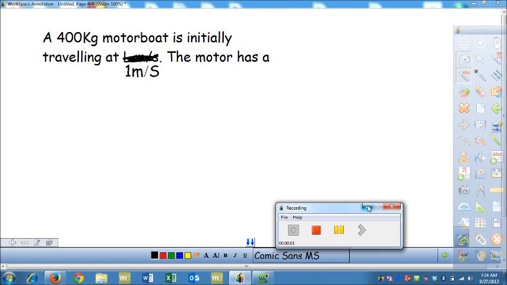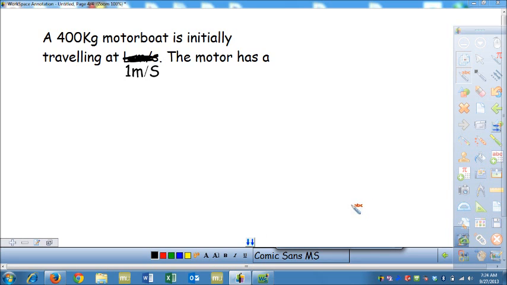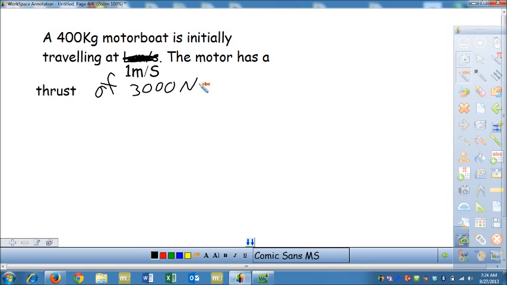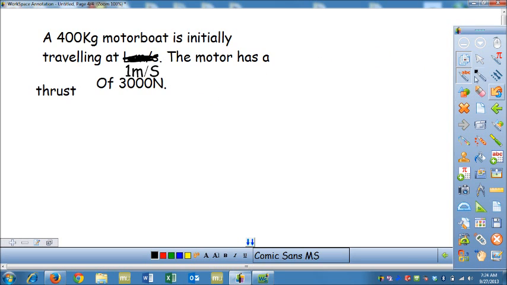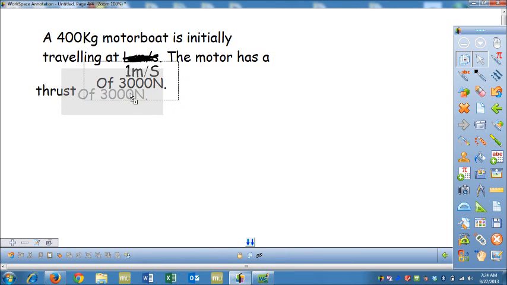Okay, welcome back. It's actually the next day, and we're going to finish this up. So I was in the middle of giving you a problem to work on. A 400 kilogram motorboat is initially traveling at 1 meter per second. The motor has a thrust, that's how it pushes, of 3,000 newtons. Okay, hold on a minute. Get back in the swing of things here.